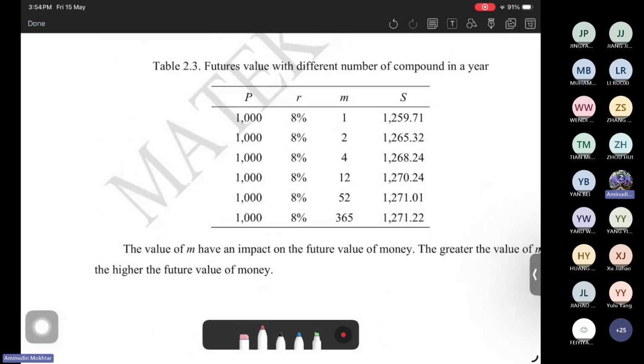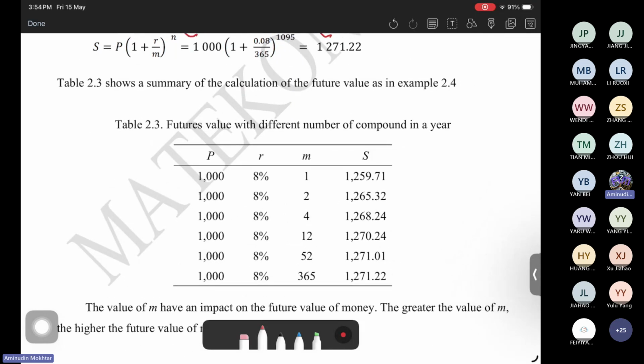So as you can see here, if you refer to table 2.3, this table summarizes the calculation of the future value based on example 2.4. Now we assume that P is fixed at 1000. The interest rate is fixed at 8% per annum. But now I change the value of M: 1, 2, 4, 12, 52, and 365. M equal 1 is annually, then every 6 months, semi-annually, quarterly, monthly, weekly, or daily. That's what table 2.3 shows.